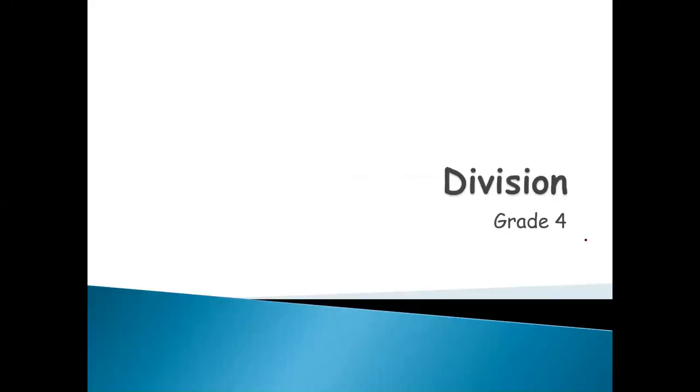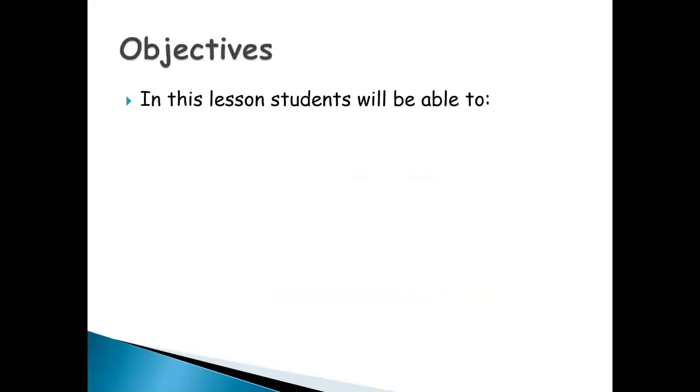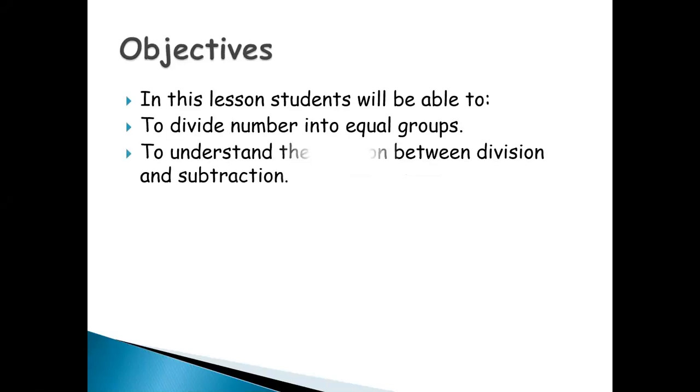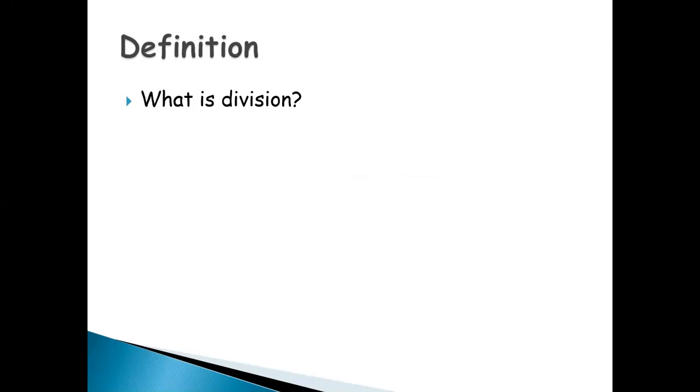Fine. Yesterday, we finished our lesson on decimals. Today, we have to start a new lesson. So, we have finished the decimals. Today, our lesson is about division. At the beginning of the period, we revised how we divide two numbers together. So today in our lesson, we will learn the relation between division and subtraction. In this lesson, students will be able to divide numbers into equal groups and understand the relation between division and subtraction.